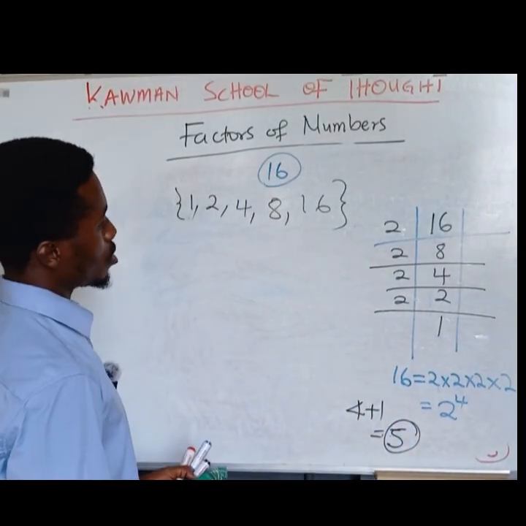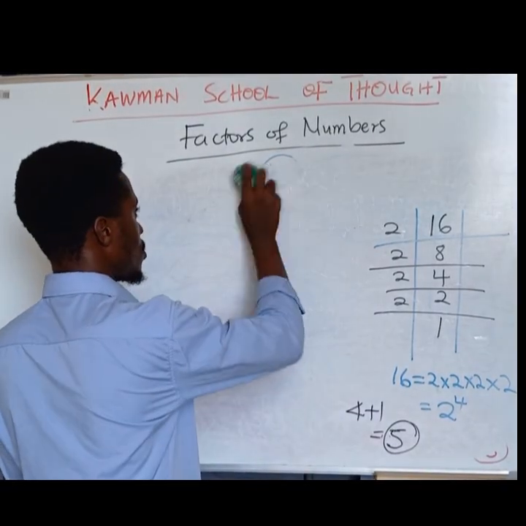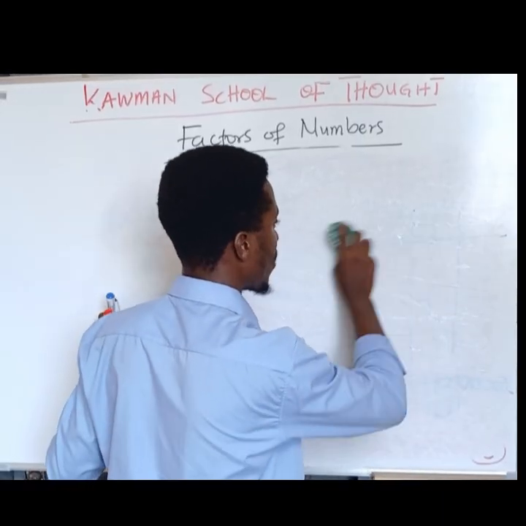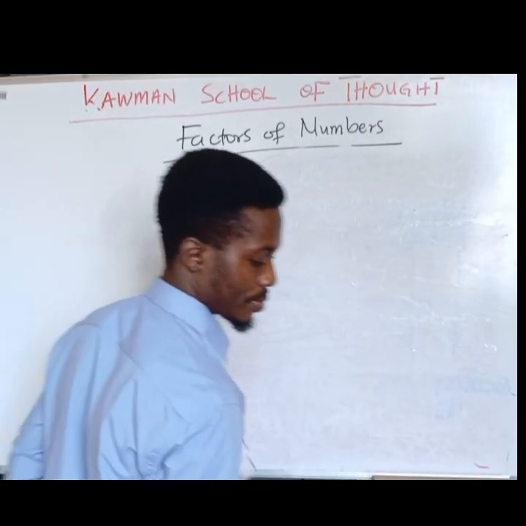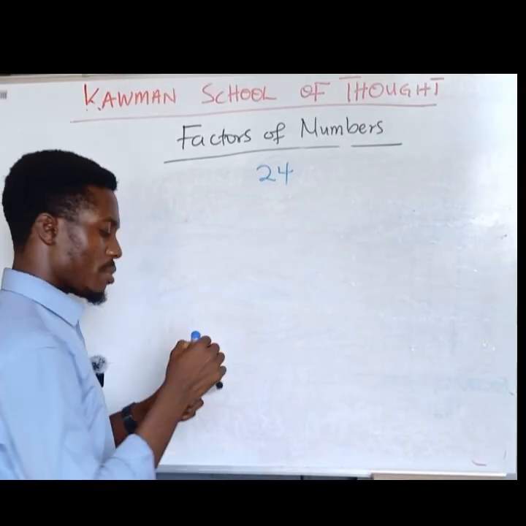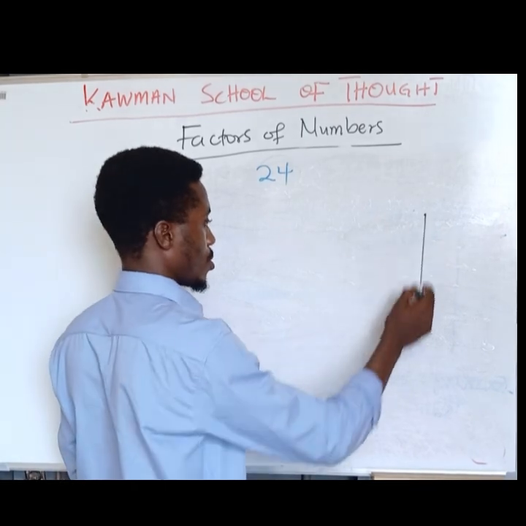24. Okay, 24. Yeah, let's go. Let's find all the factors of 24. Now, how many factors are we supposed to expect from 24? I don't know. Let's find out.